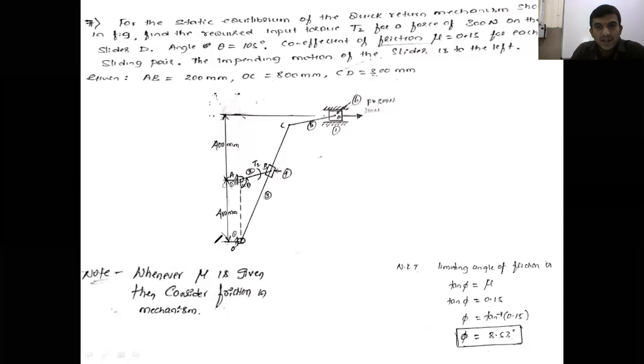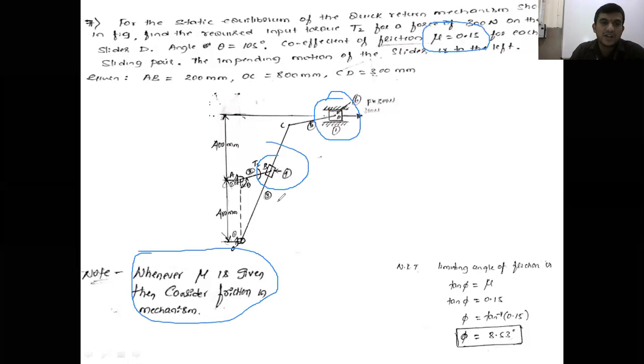Now see that in the problem mu is given. Whenever mu is given, consider friction in the mechanism. Again, mu is given for what type of pair here? Mu is given only for a sliding pair. We have two sliding pairs here. One is the sliding pair between link 1 and link 6. Another sliding pair is between link 3 and link 4. Right? These two sliding pairs are there. Whenever mu is given, consider the friction in the mechanism.